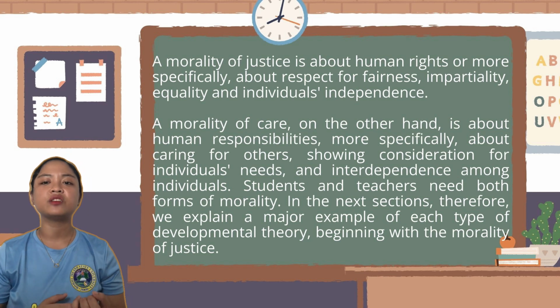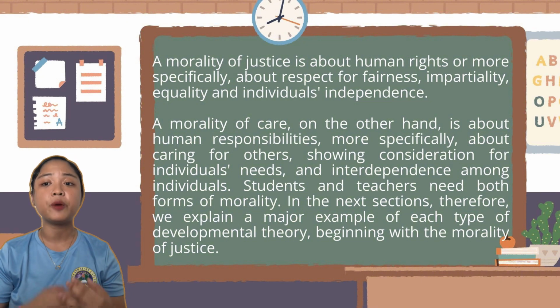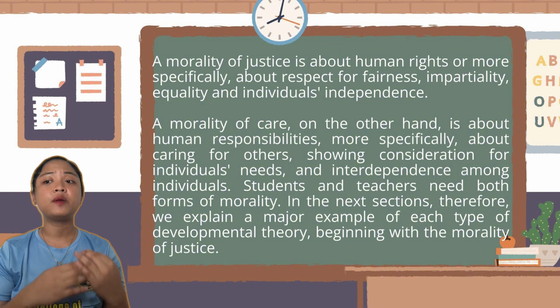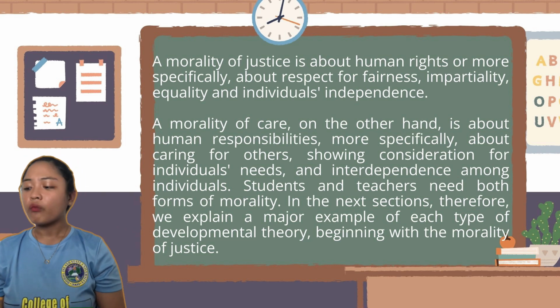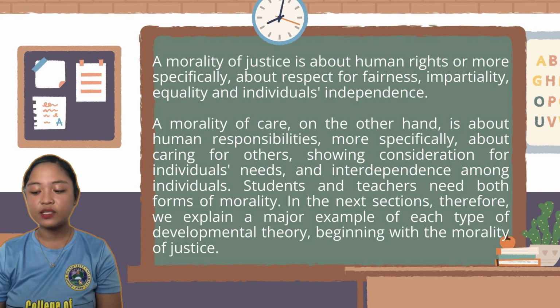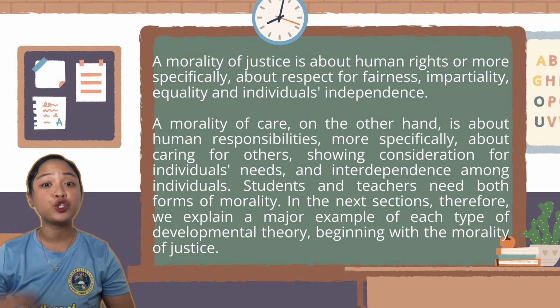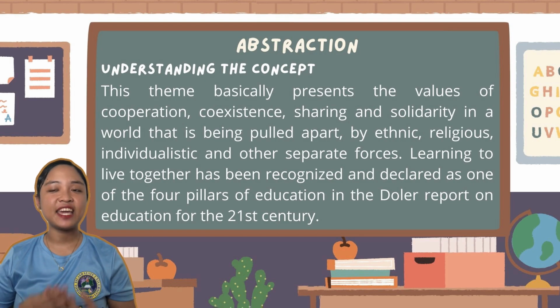In the next section, there will be explained a major example of each type of developmental theory, beginning with the morality of justice. These are important lessons for everyone to learn to live together. Abstraction, understanding the concept. Kindly, everyone, read.